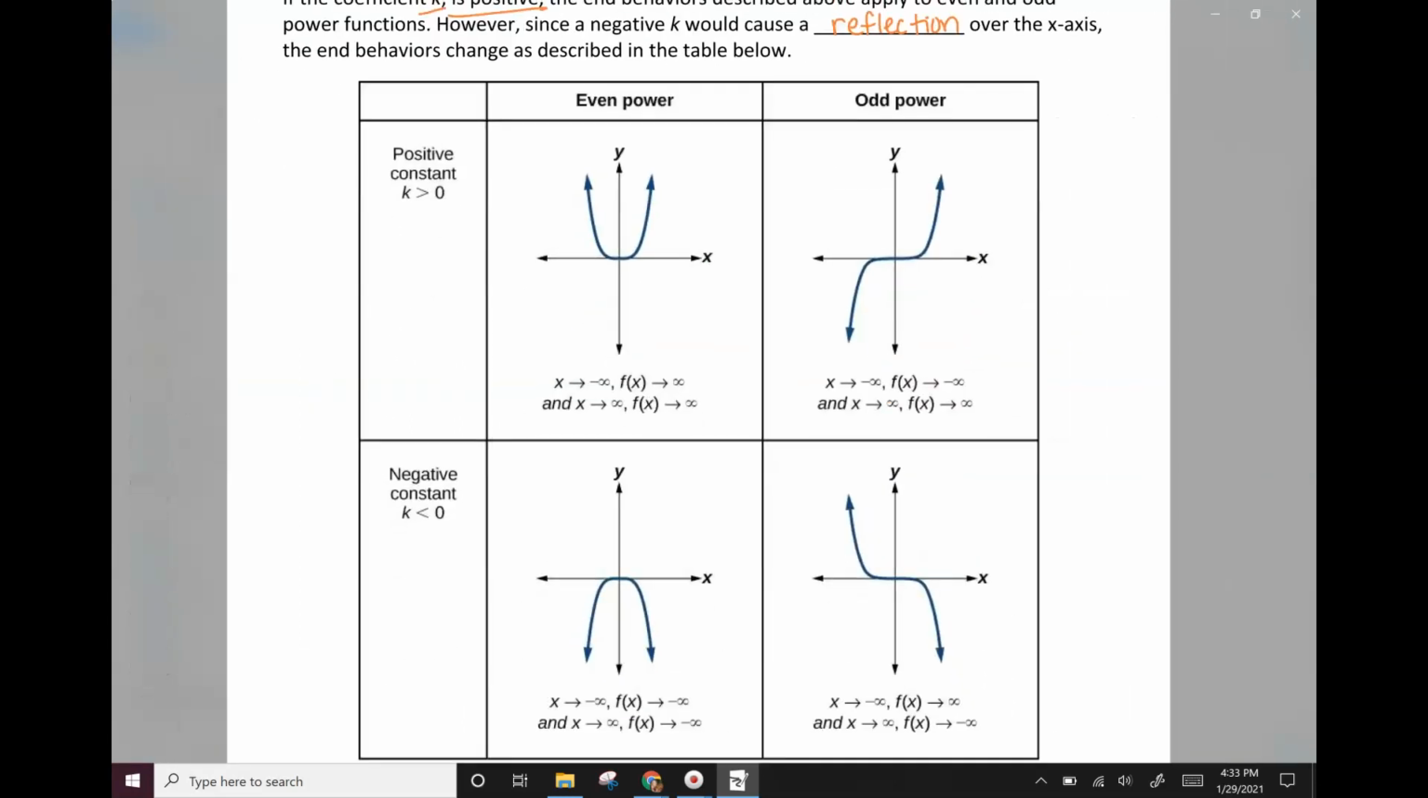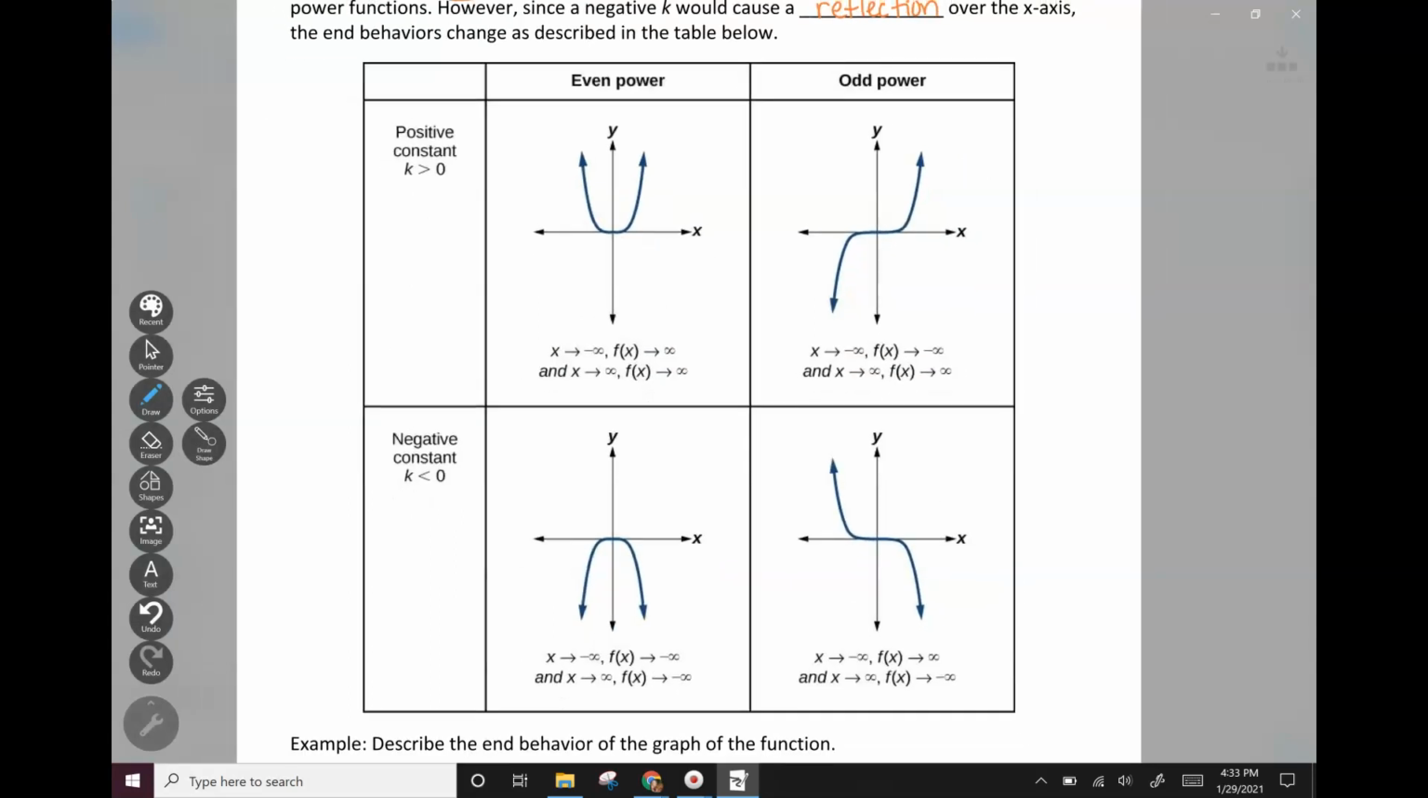Okay, so I've got this table here for you to have all of the possibilities. If k is positive, then you've got your parabola and your cubic function, just like your standard parent functions. And with those, the end behaviors for the even are going up as x approaches positive and negative infinity. And then for odd, it's going up as x approaches positive infinity and down as x approaches negative infinity. So you have these end behaviors.